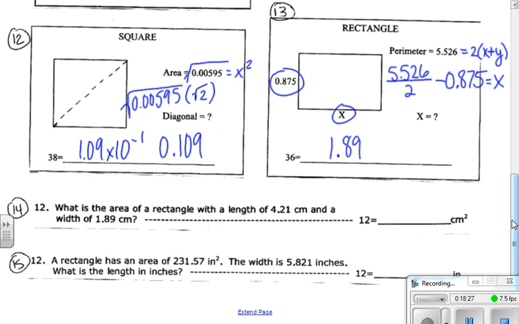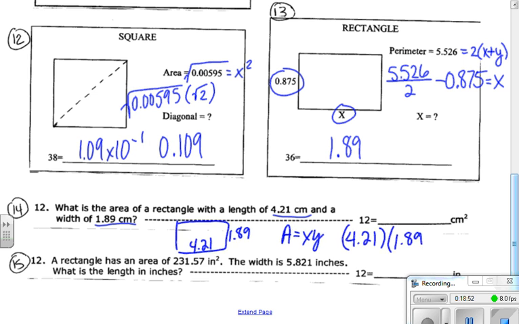Okay, number 14. What is the area of a rectangle with a length of 4.21 centimeters and a width of 1.89 centimeters? You can draw on the test if you need to. So you could always draw this and say, okay, this is 4.21, this is 1.89, and remember, to find the area, you're going to multiply your two sides. So we're going to have 4.21 times 1.89. And remember, when you have things in parentheses next to each other and there's no math symbol in between, that means you're multiplying the two things. If it helps you to put a dot in between to help you remember to multiply, you can. But you should end up with 7.96.